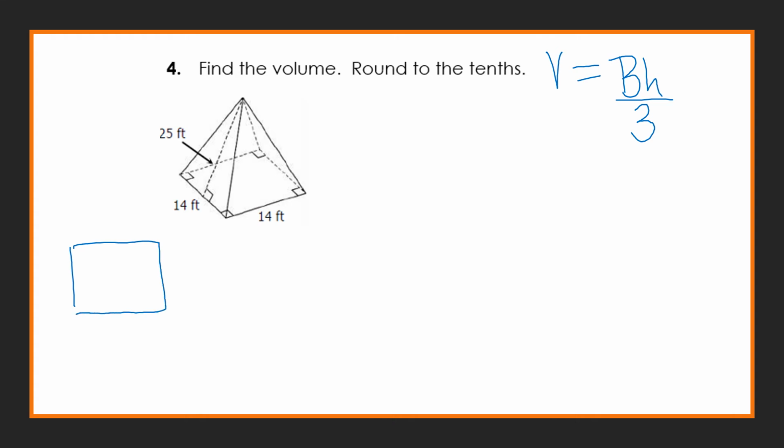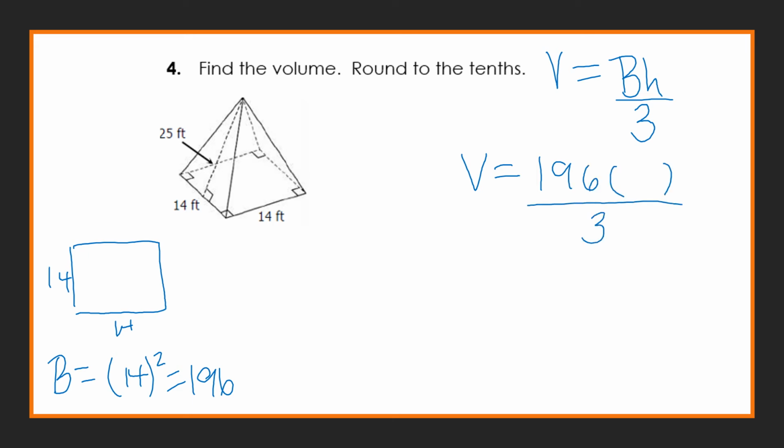Since we have a square, to find the area of the base you can do base times height, or you can do side squared. So we're going to do 14 times 14, or 14 squared, which is 196. So the area of our square base is 196.